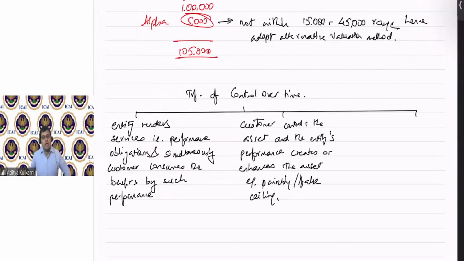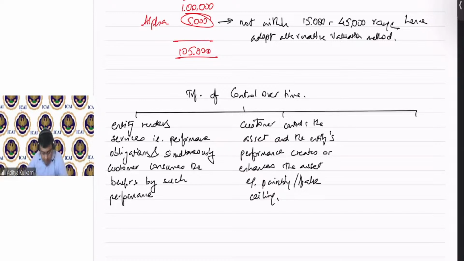And therefore, this is known as transfer of control over time. You are enhancing the existing asset of the customer.